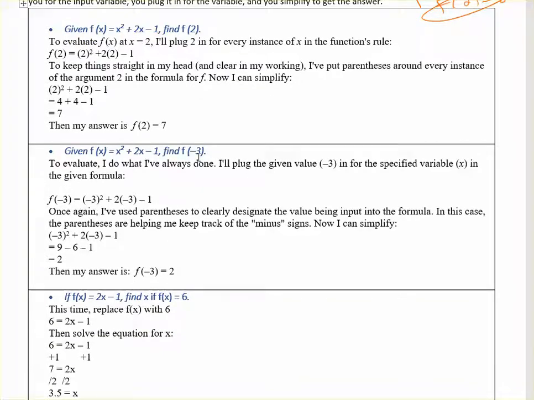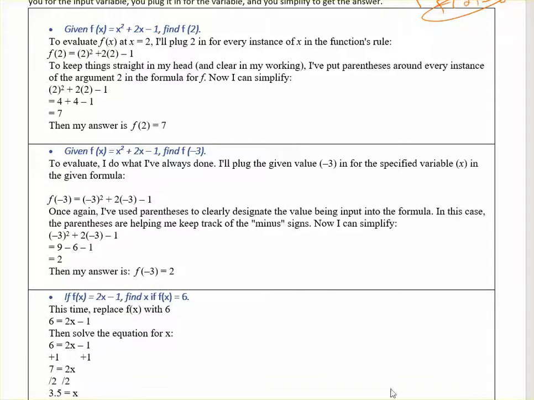Here's another example with a negative value, same function. So just be careful when you take negative 3 squared, and your calculator might lie to you about this, but negative 3 squared is a positive number. It's positive 9. But 2 times negative 3 is a negative 6, so you'll get a different value.